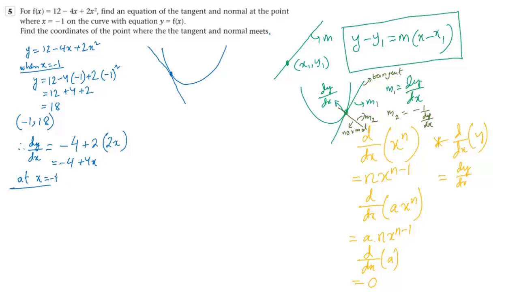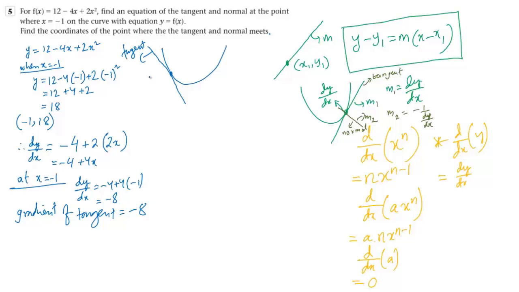Now at the point x equals minus 1, dy/dx is going to be minus 4 plus 4 into minus 1, which is going to be minus 8. So that is the gradient of the curve at the point (minus 1, 18). So the gradient of the tangent, remember, is exactly the same as the gradient of the curve. So it is going to be minus 8.